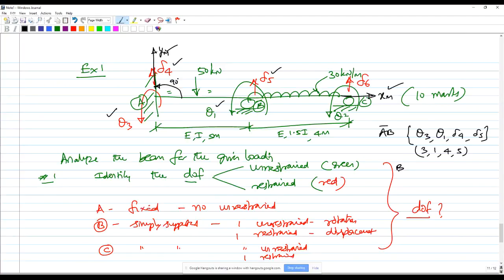So friends, can you give me the labels for the member BC if you are online? Member BC obviously has again 4 labels. 1, that's rotation. Then 2, that's again rotation at C at the end. Then 5 and 6.